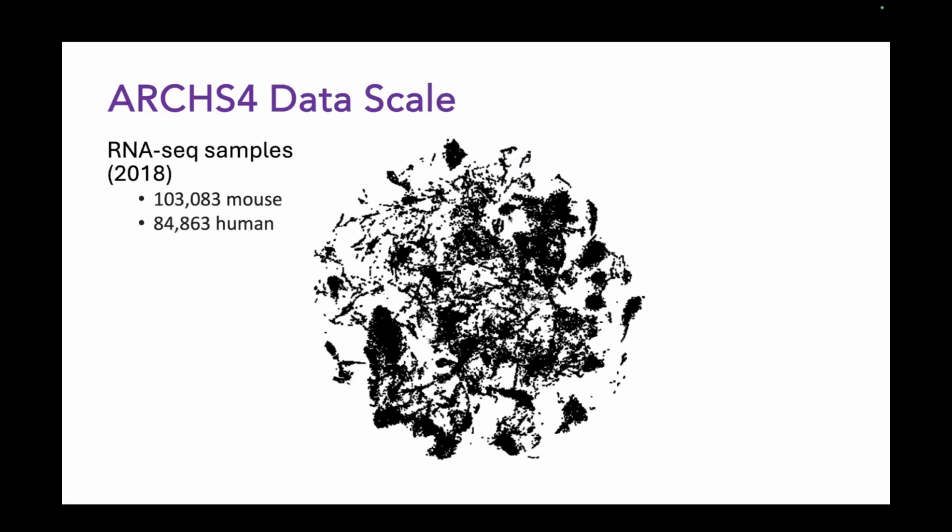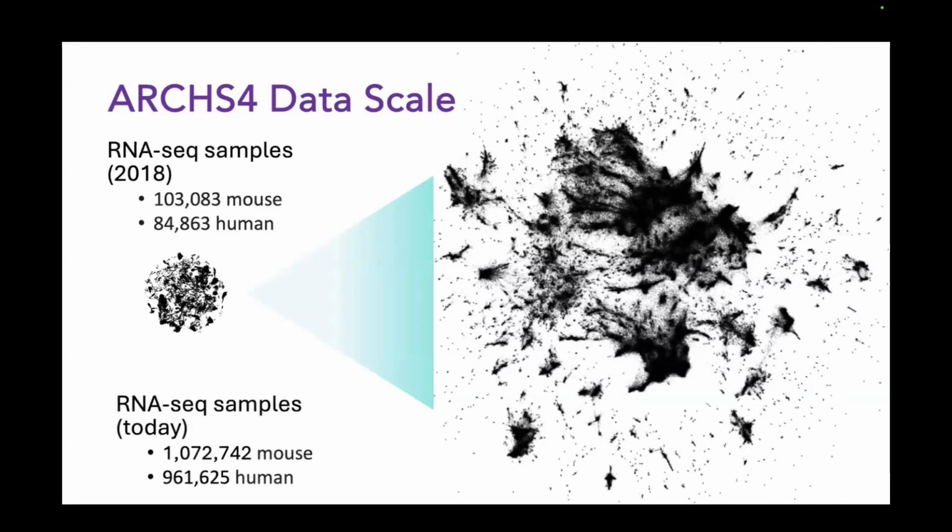So just to put things in perspective, when we started in 2018, there was already a lot of RNA-seq data out there. There were about 100,000 mouse samples and 85,000 human samples. And back then it seemed like a big task to process. So that's why we ended up using cloud computing. But as with all data technologies, it's an exponential field. So just in 6 years, we have an order of magnitude more data to deal with. So it's really essential that we're working with scalable systems that we can carry on in this exponential regime.